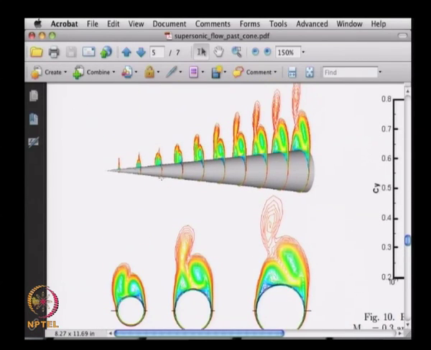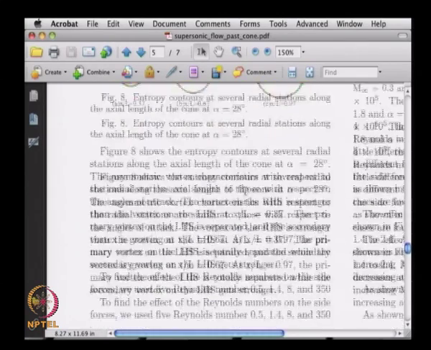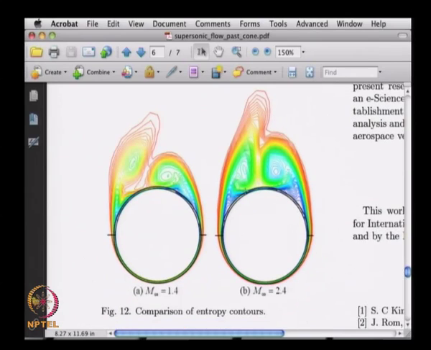I hope you understand. This is how we look at it, and these three pictures down here are if I look at it from this side. You can see that as we move further downstream on this cone, the asymmetry increases, and we have larger changes in entropy. This is what we see over here. And this is yet another one.